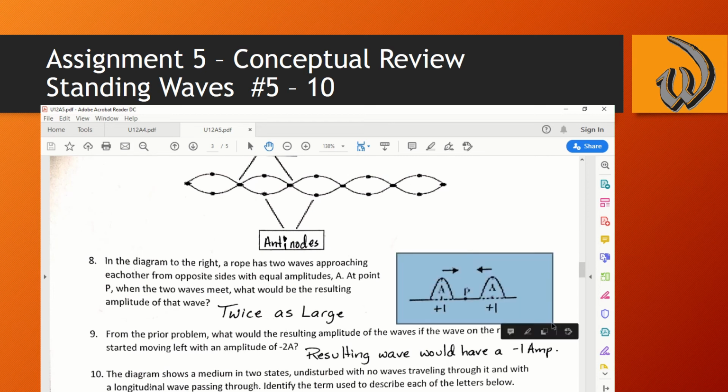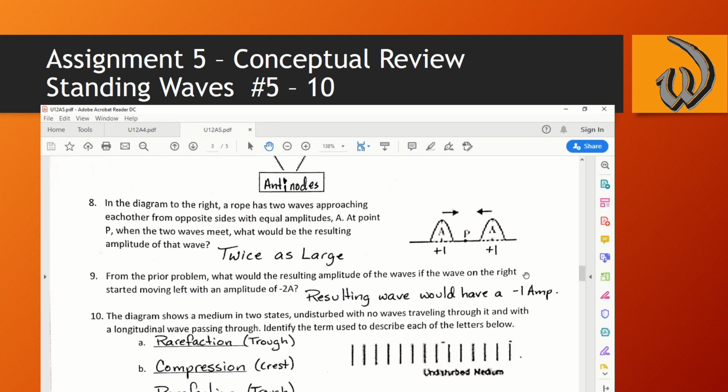If you have two waves coming at one another that both have positive amplitudes, then the wave gets larger. In this case, if it's a positive 1 and a positive 1, it'll be positive 2 for your amplitude right here at point P. If this were a positive 2 and a positive 2, then your amplitude when they overlap would be a positive 4. It literally just gets larger. If we had replaced this one over here with a negative 2 for number 9, then you'd have a positive 1 amplitude and a negative 2 amplitude, and that would give you a much smaller resulting wave.